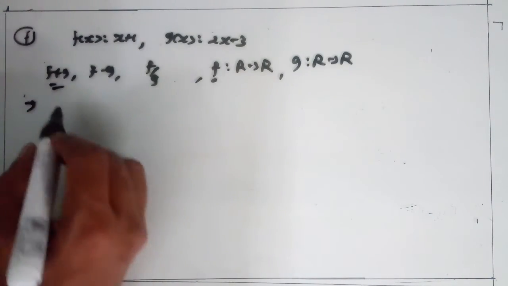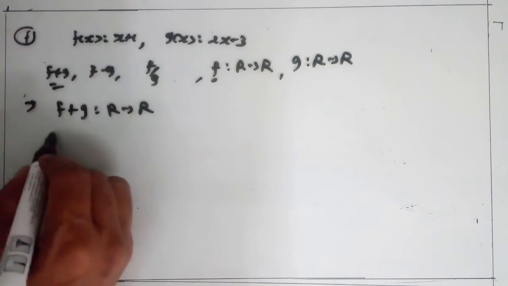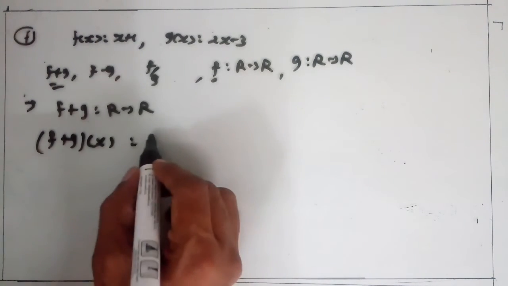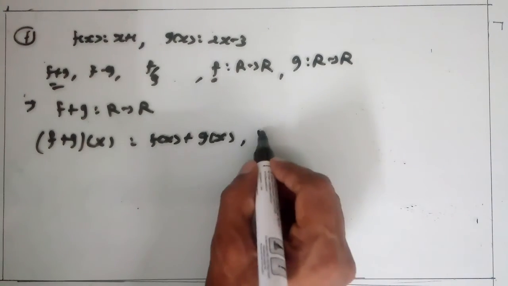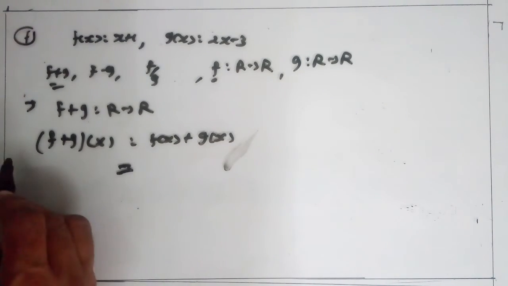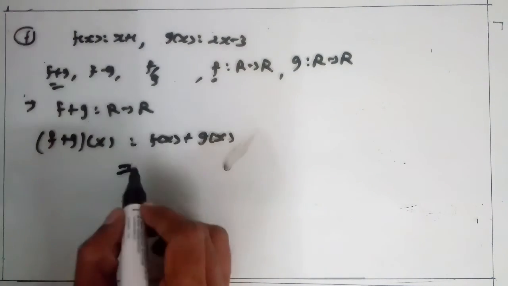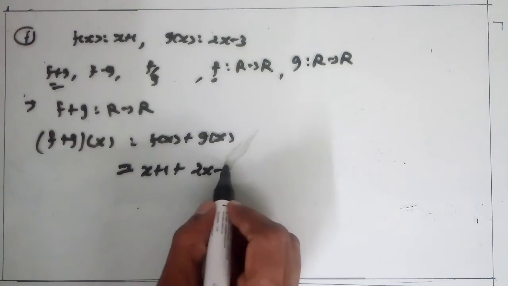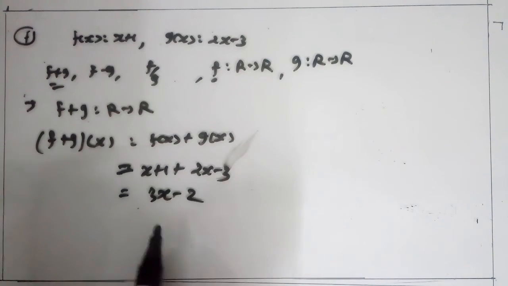So first we find f plus g. f plus g is also a function from R to R, and (f plus g)(x) is equal to f(x) plus g(x), for all x belongs to R. So this implies (f plus g)(x) is equal to, here f(x) is equal to x plus 1, plus g(x) is equal to 2x minus 3. So it becomes 3x minus 2.